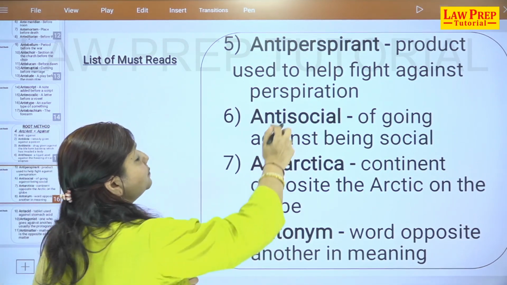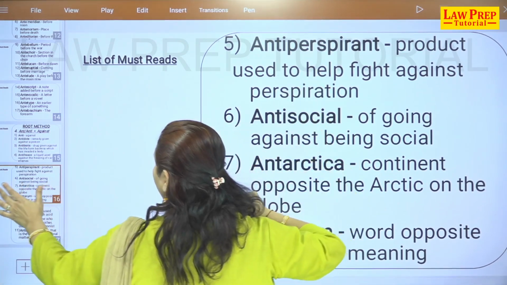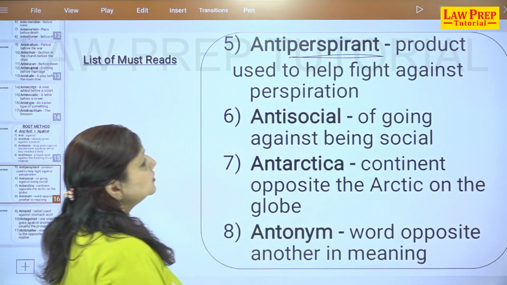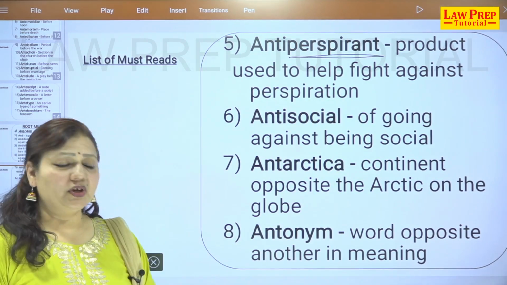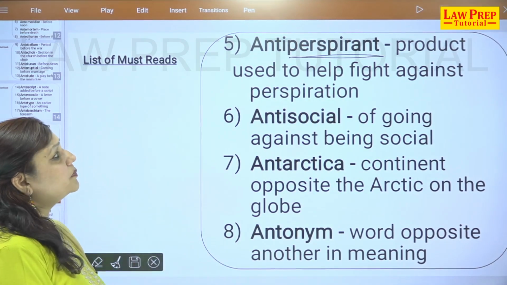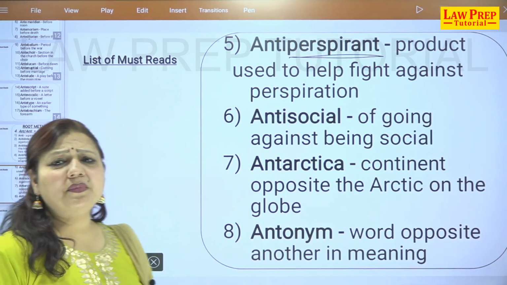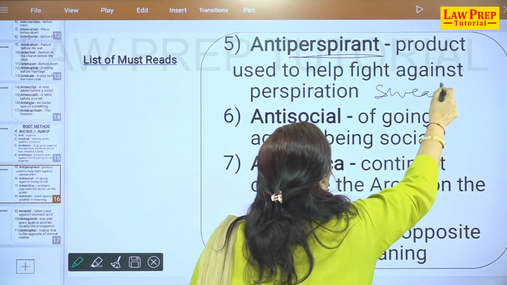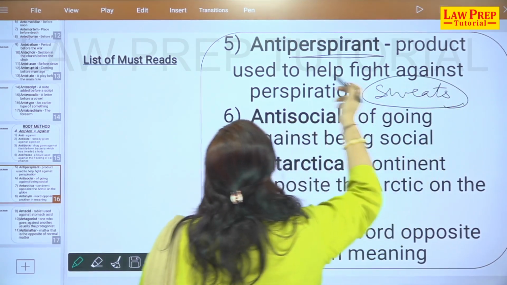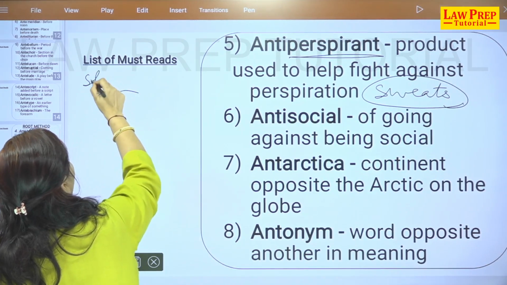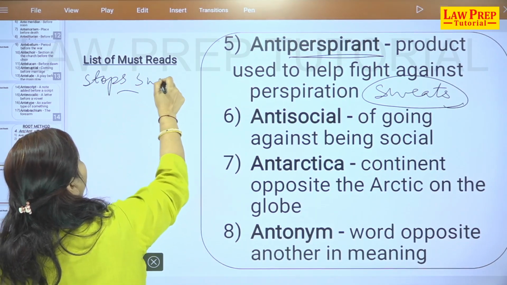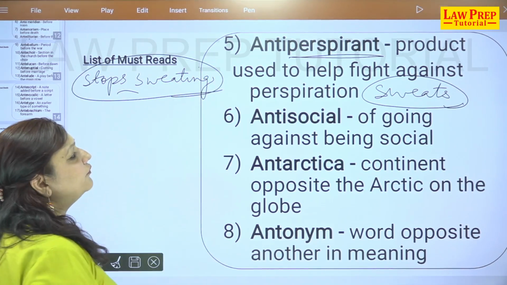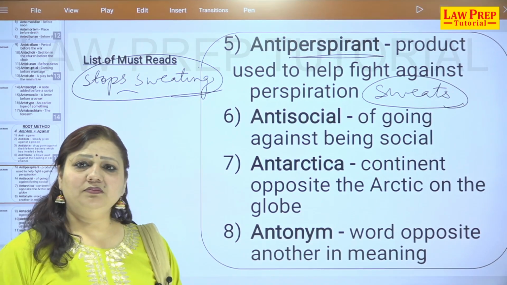Anti-perspirant. Now, perspire is sweating. So it's a product which is used to fight against perspiration. It fights against the perspiring quality. When in summers our body perspires and sweats a lot, it is against that sweating, it stops that sweating. So it fights against that perspiration.